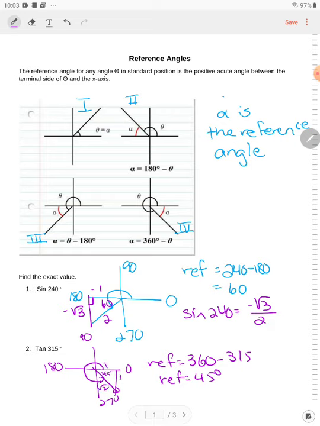So tangent is opposite over adjacent. And again, in quadrant 4, for an ordered pair, your points are positive, negative. So tangent of 315 is equal to negative 1. So let's look at some more examples.